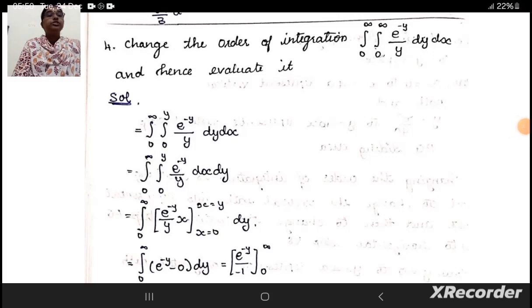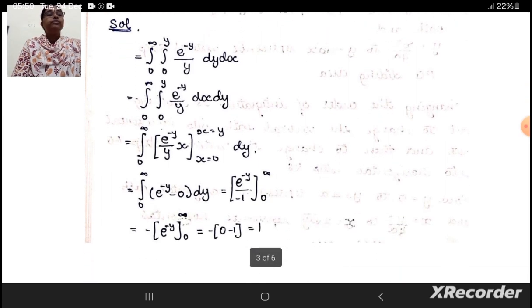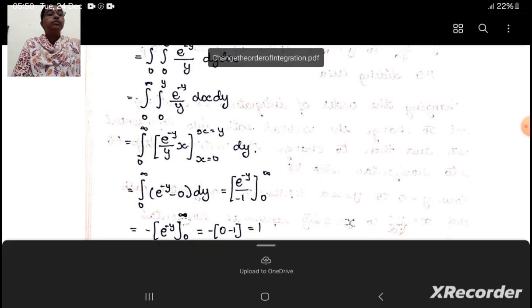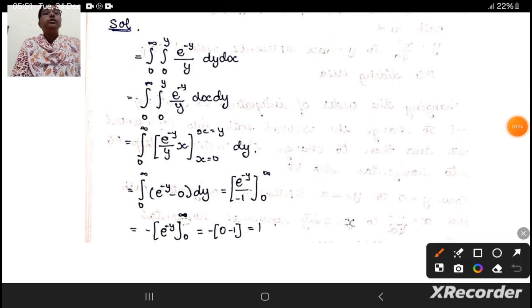Check this sum. Change the order of integral into 0 to infinity, 0 to infinity, e power minus y divided by y dy dx, and hence evaluate it. So for this equation, we can write the limit with 0 to infinity and 0 to y. It is y in, and we want to change the strip dy dx into dx dy.